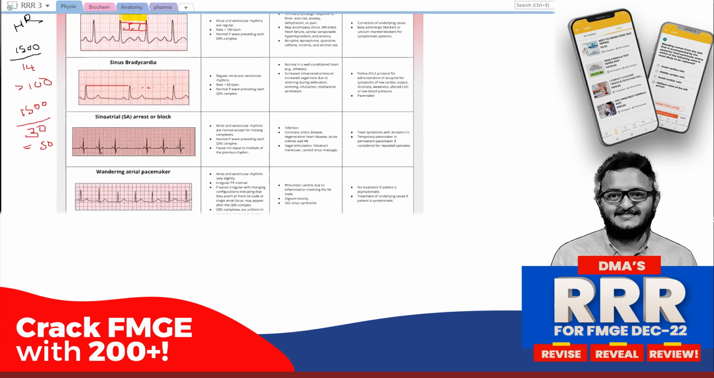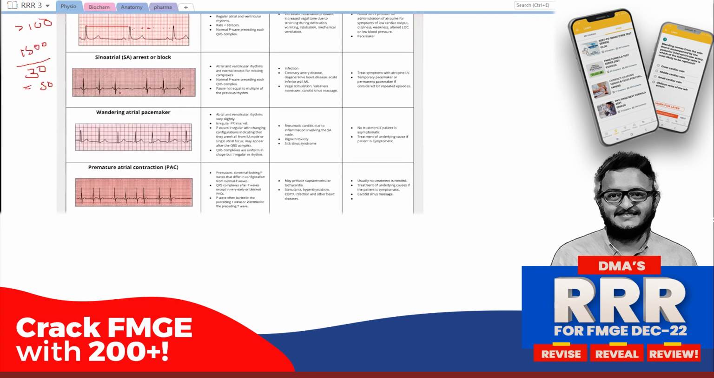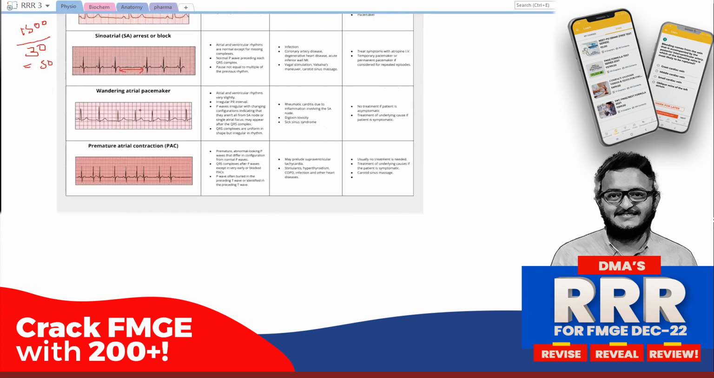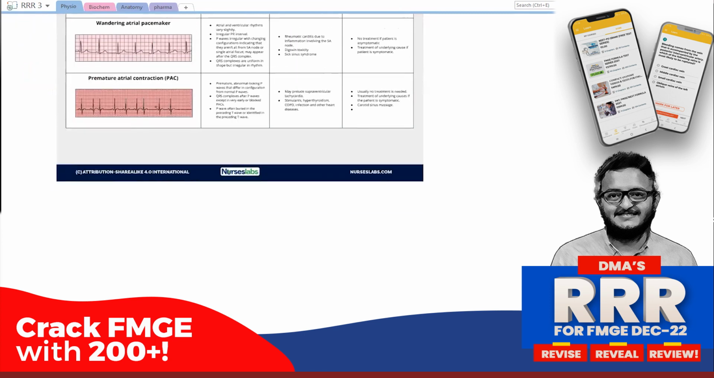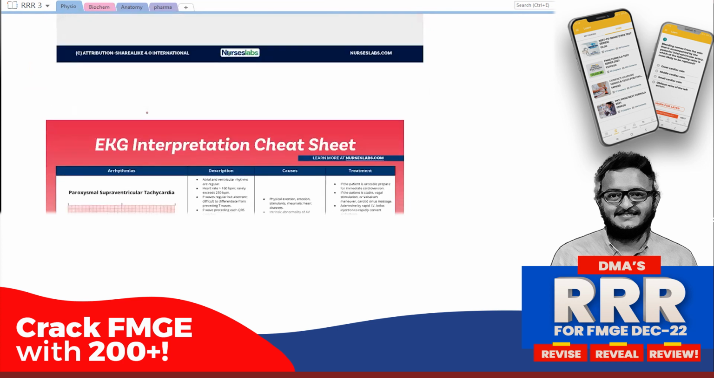All right. Then sinoatrial block. See, there is a prolonged block in between. This is sinoatrial block. Okay, this pacemaker, it is not required for you. Yeah, PAC you can remember. PAC, see what happens. PAC also I think we'll just leave.